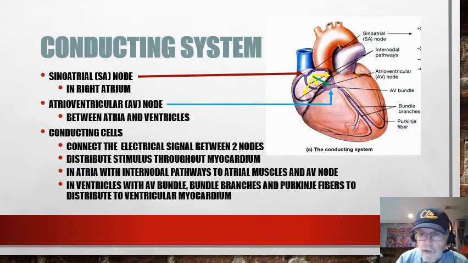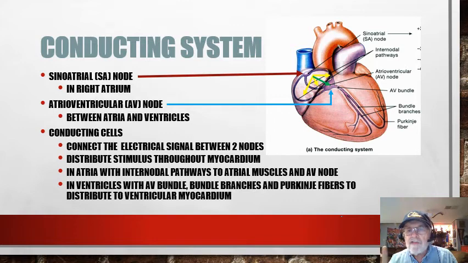Now that AV node says, wait a minute, I need to see your passport. It stops that electrical signal for just a little bit. That gives the atria enough time to contract, because I want to have the atria contract to fill the ventricles with blood before the ventricles contract. I don't want them contracting, like I said before, at the same time.